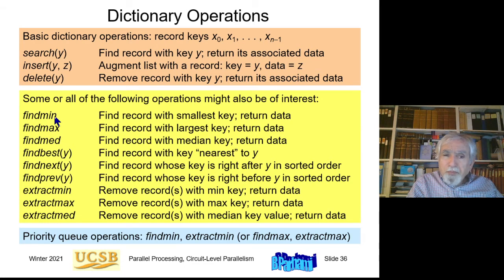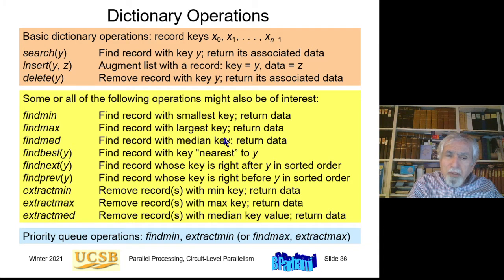Find min, for example, this was needed in the priority queue. Find the smallest element. And extract min is basically not just find it, but also extract it, remove it from the queue. Find max, extract max. Find median, extract median. These are things that we discussed on the previous slide.